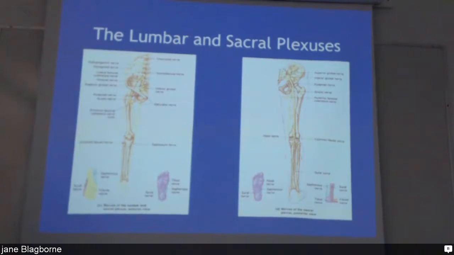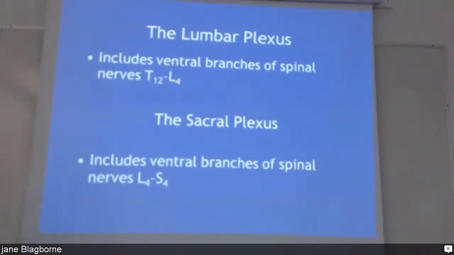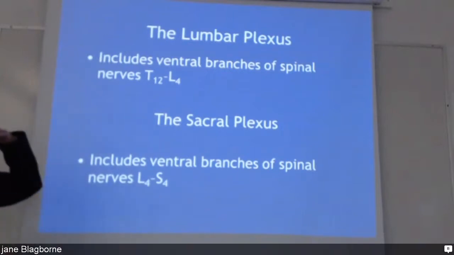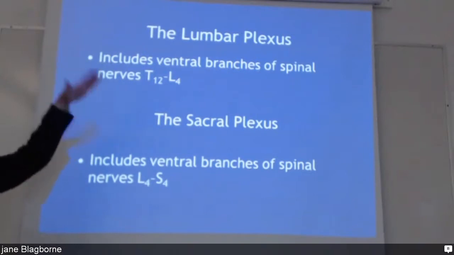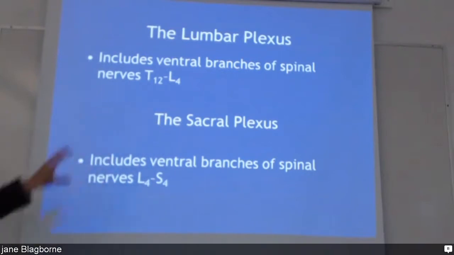So any damage to the lumbar or sacral plexus, you would have difficulty walking, of course. The lumbar plexus is the ventral branch of the spinal nerves T12 to L4, and the sacral is L4 to S4. Do you have to remember those numbers? No, just generally know that there are four plexuses and what they are. They're a group of nerves altogether that innervate separate areas.